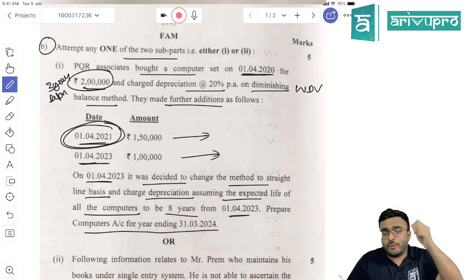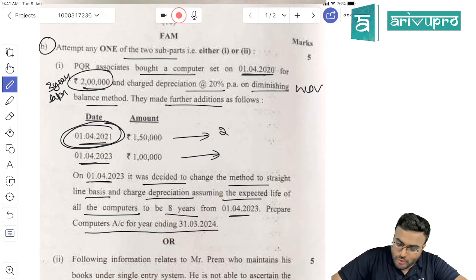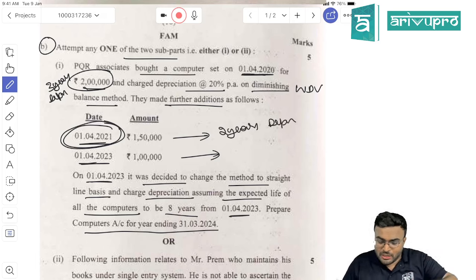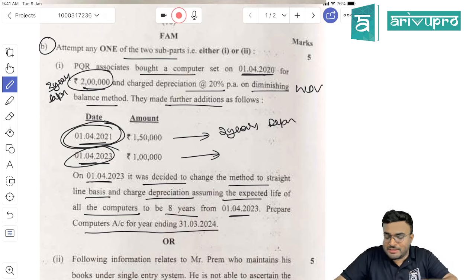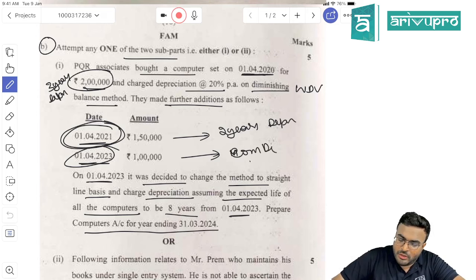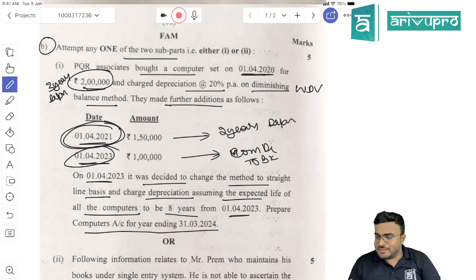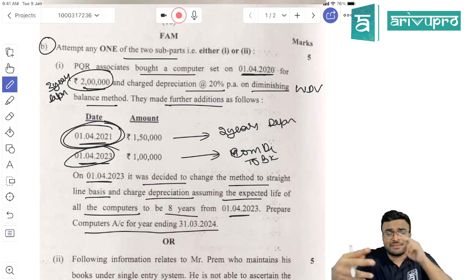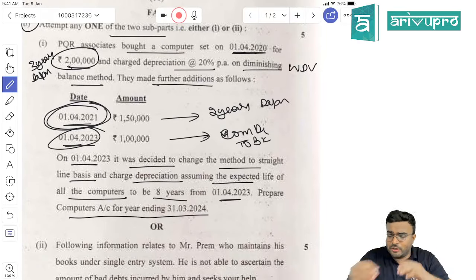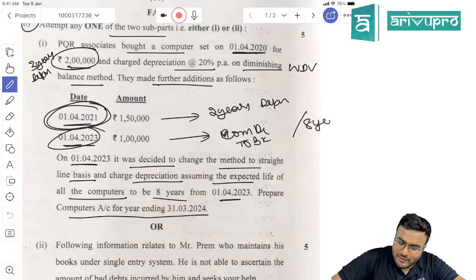1/4/2021, what is there? 21-22, 22-23. So you will remove 2 years depreciation. 2 years depreciation you will remove, that time you will get the opening balance. 1/4/2023, you have purchased it this year only, you will pass the entry, computer account debited to bank account. This is purchased this year. So now what happens? One you will get the opening WDV, another one you will get opening WDV, third one you will get the purchase value. So all these three together, whatever you get, that will be divided by 8 years to get the depreciation for the year.